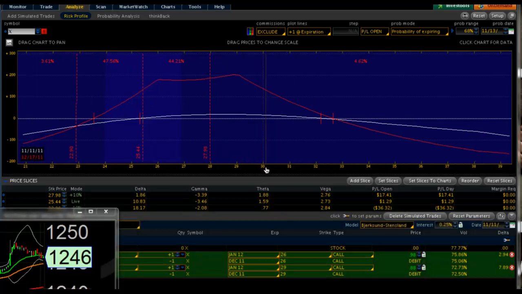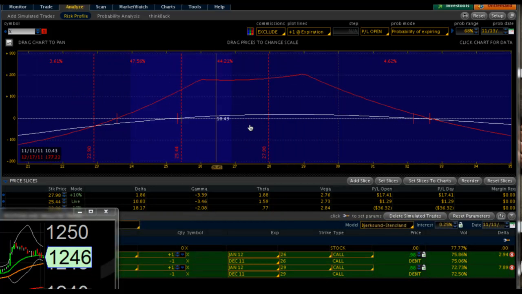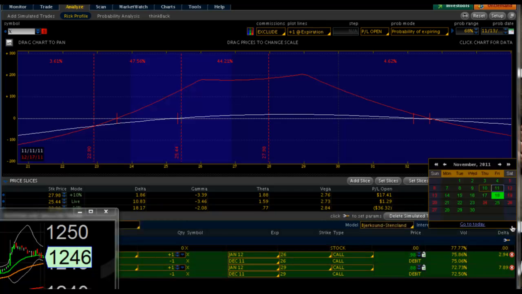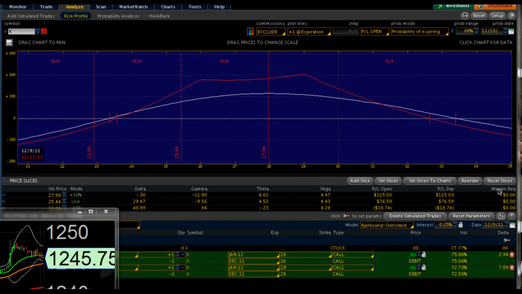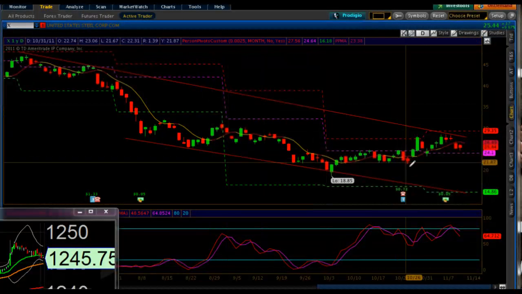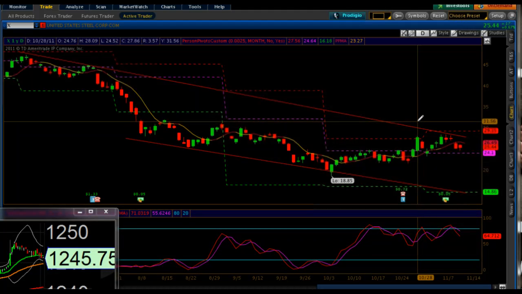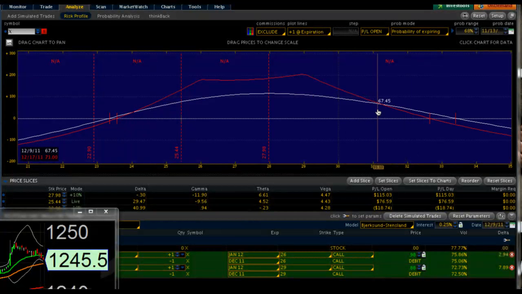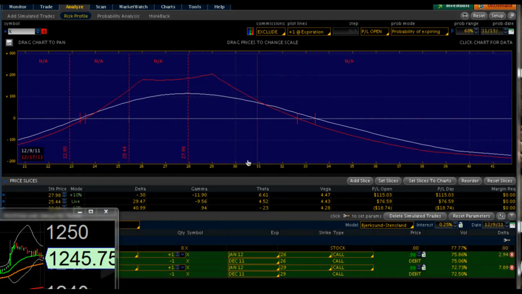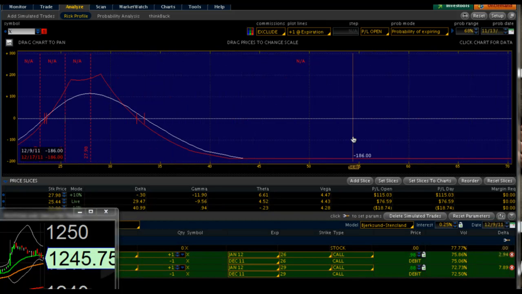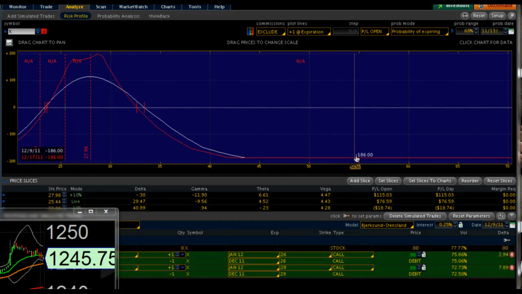So anything in between U.S. Steel, if, let's say in December, we go to December 9th, a week before expiration. Let's say it's run up to $31 in December. So we go back to the risk profile. At $31, well, guess what? You would be making $70. And it only took you $186 to put on that trade, as you can see here.